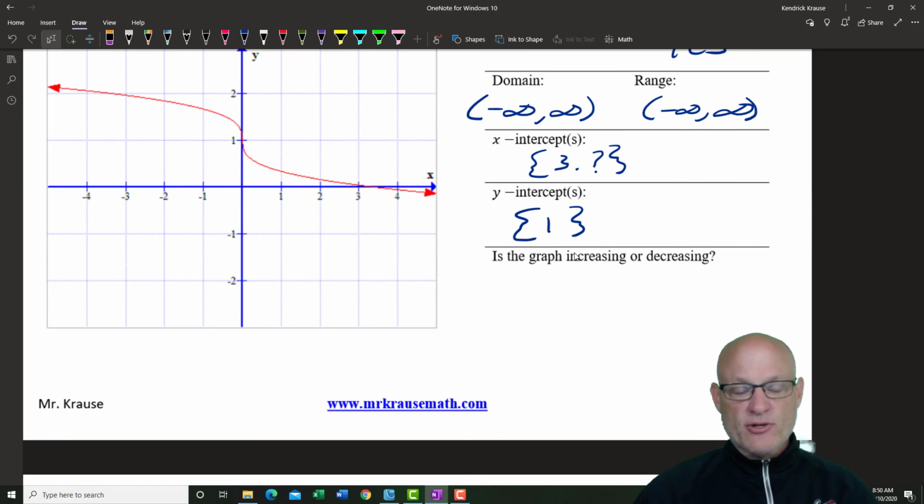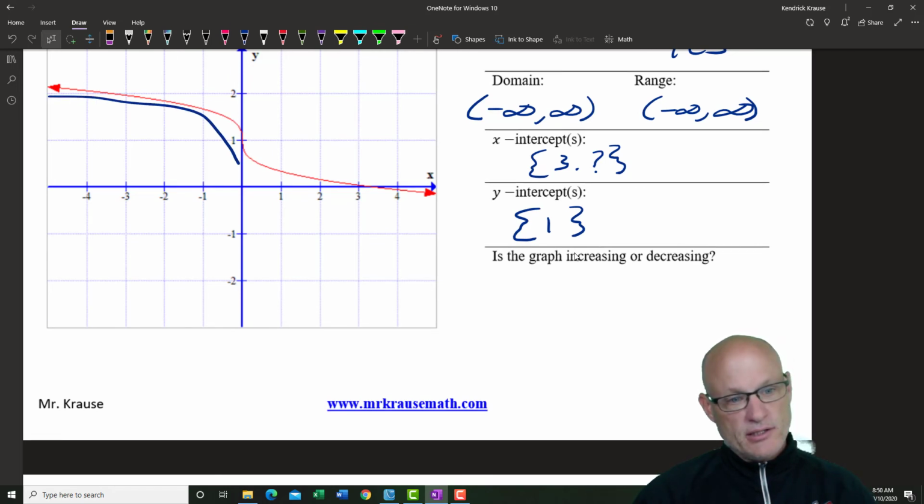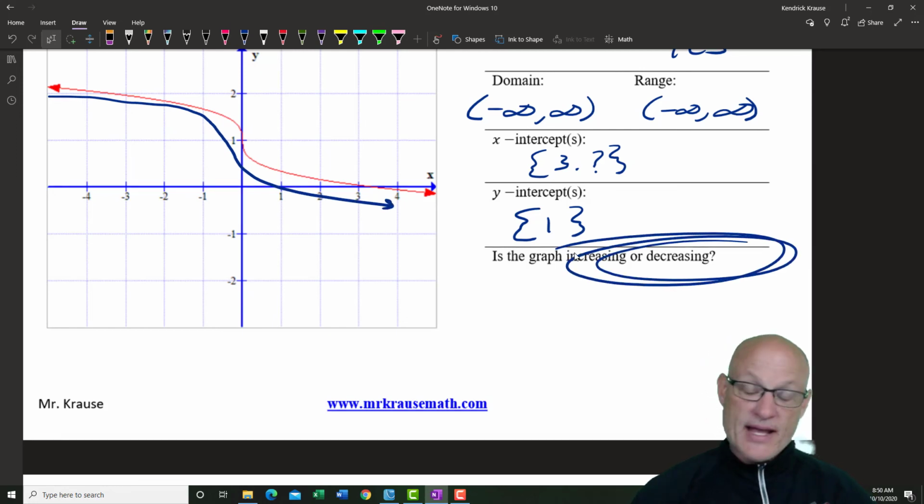And is this graph increasing or decreasing? So start here and just see what you're doing. Going down, going down, going down, going down. So this is decreasing. And that, kids, ends day 1.